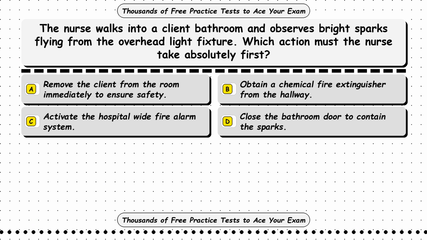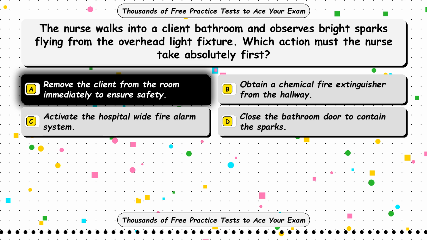Question 95. The nurse walks into a client bathroom and observes bright sparks flying from the overhead light fixture. Which action must the nurse take absolutely first? Option A. Remove the client from the room immediately to ensure safety. Option B. Obtain a chemical fire extinguisher from the hallway. Option C. Activate the hospital-wide fire alarm system. Option D. Close the bathroom door to contain the sparks.